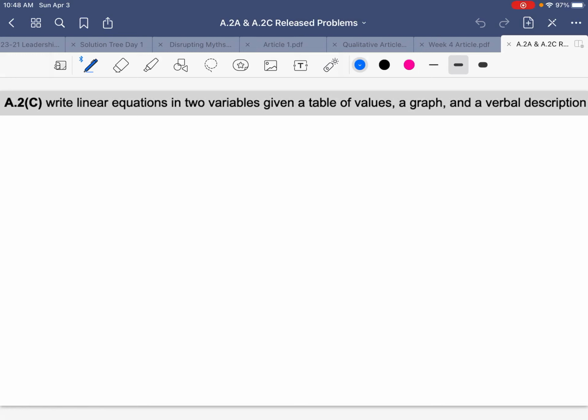Hello, Alvin ISD mathematicians. Today we're going to be looking at some examples of our standard A.2C, which is writing linear equations in two variables. So really quick, this says writing linear equations. Keep in mind what that can look like is we have standard form.